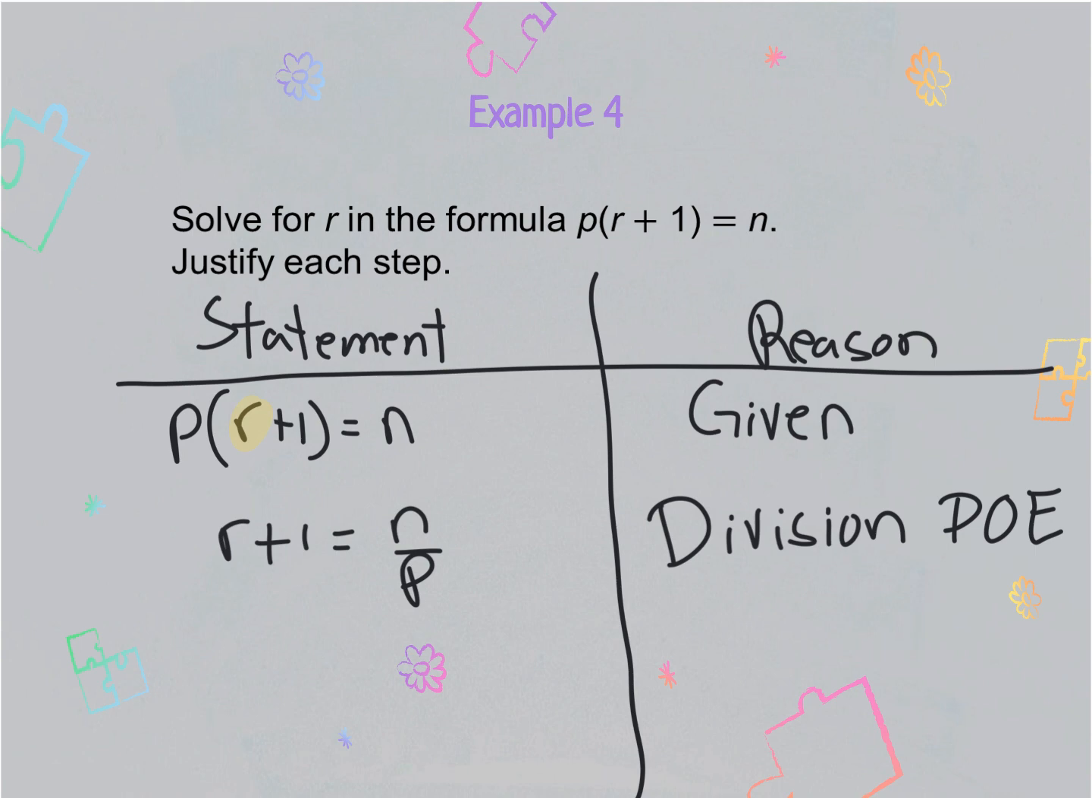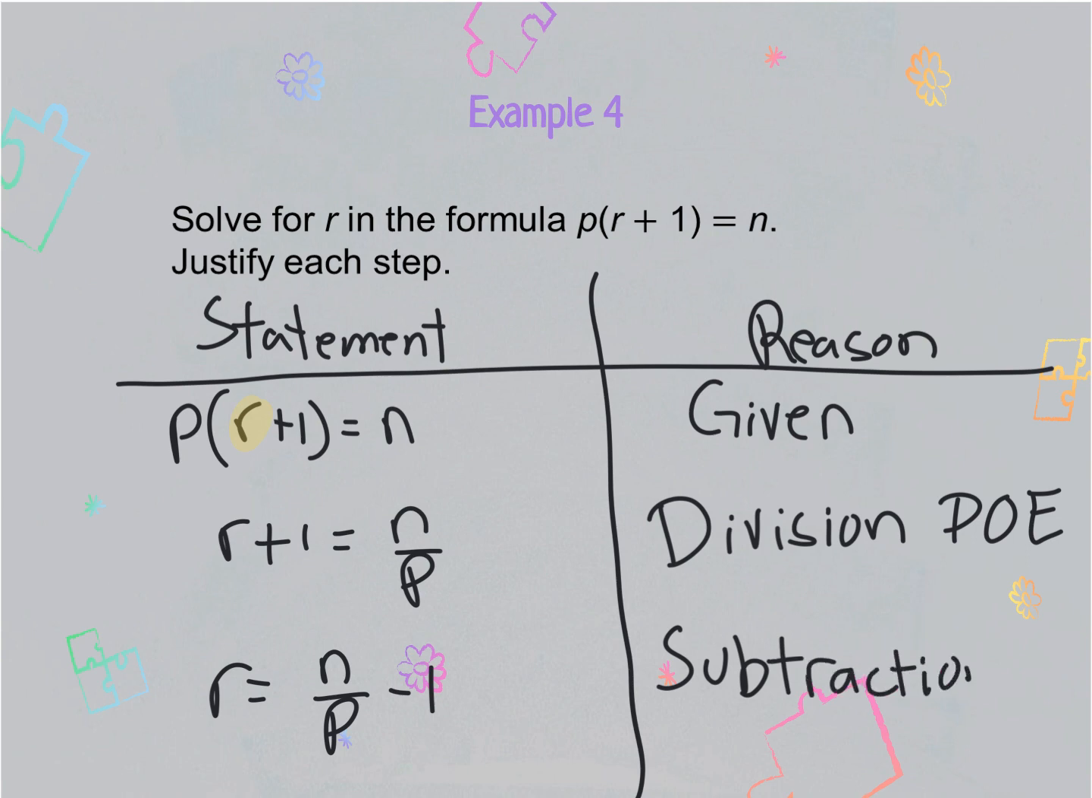And then the last thing I have to do to solve for r is just subtract that 1. So it's going to be r equals n over p minus 1. So it's the subtraction property of equality.